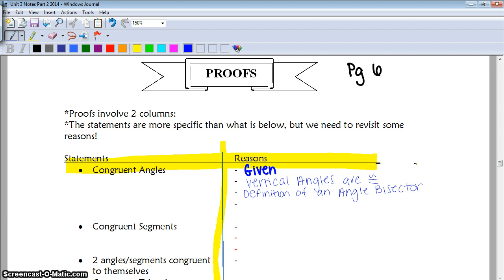And your last reason being using parallel lines. So at some point, we may get to some where you would use alternate interior angles are congruent because of the parallel lines. But like we did earlier, we skipped those in proving triangles congruent. Now we're getting into the actual proof part where you're writing the statements and then you're writing the reasons.